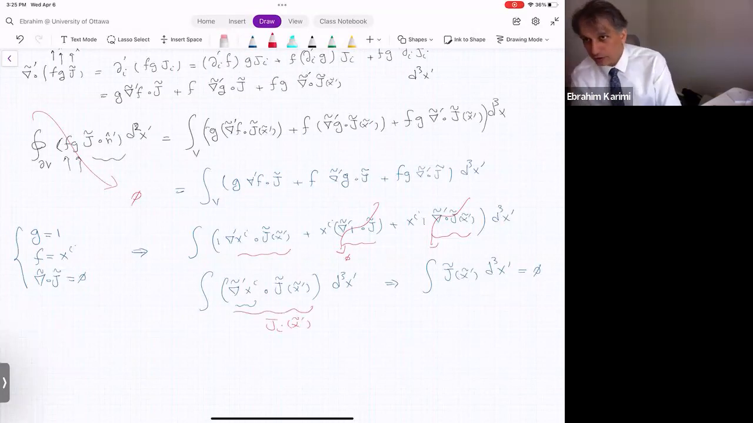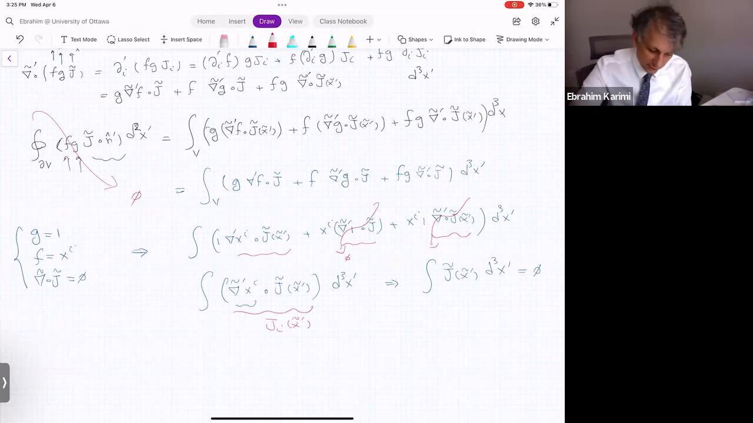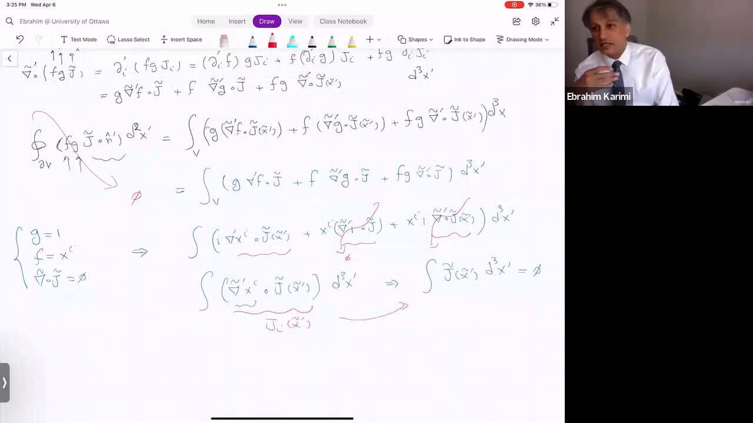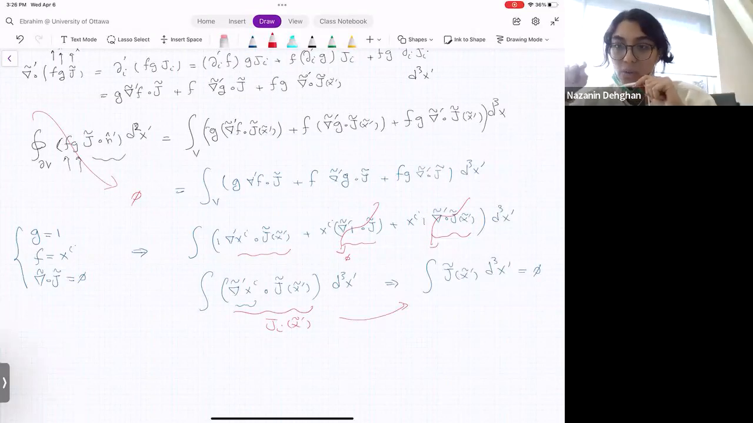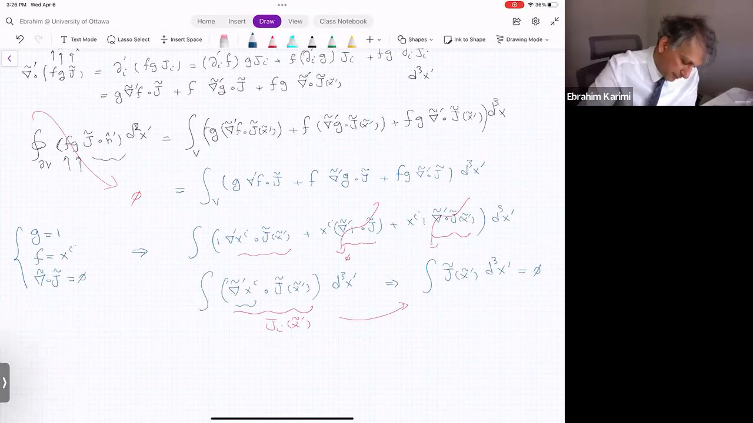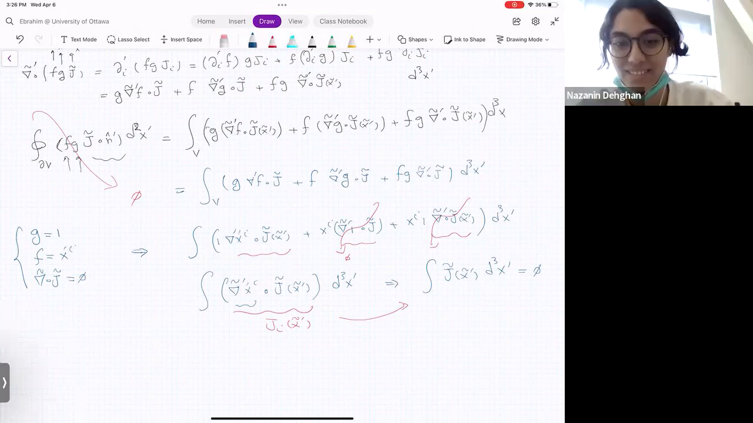So i can be 1, 2, and 3. So indeed, from this, we will get that the entire vector of the j integral will be equal to 0. Sorry, also, it's x prime_i, right? Oh, yes, yes, that's x prime. Yeah, thanks. Thank you. Yeah, that's x prime. Yeah, good.